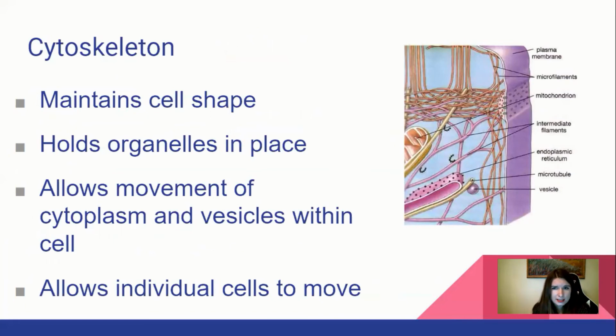The cytoskeleton is a structure in the cell that we don't usually draw in, but is really important to how cells function. So the cytoskeleton is basically just a network of proteins. Its job is to maintain the shape of a cell, to hold the organelles in place. And as it's holding stuff in place, when it shifts shape slightly, that lets things move. So it lets organelles and things within the cell move, and it also allows cells to move.